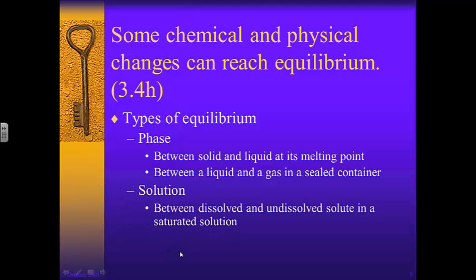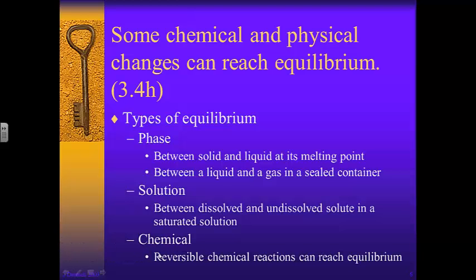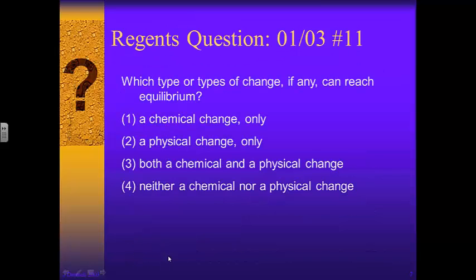Solution equilibrium occurs when the solution is saturated and the dissolving rate equals the recrystallization rate. Lastly, chemical equilibrium. Reversible chemical reactions can reach equilibrium. What type of change, if any, can reach equilibrium? Hopefully you said both chemical and physical.